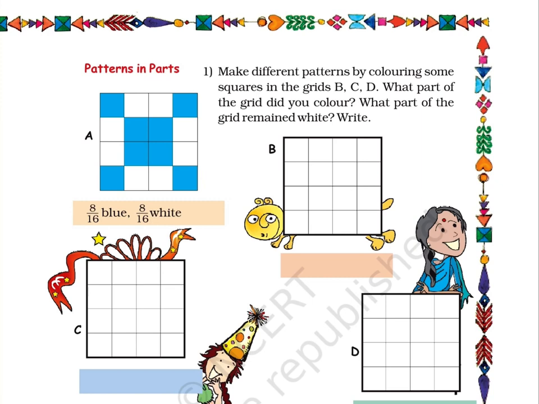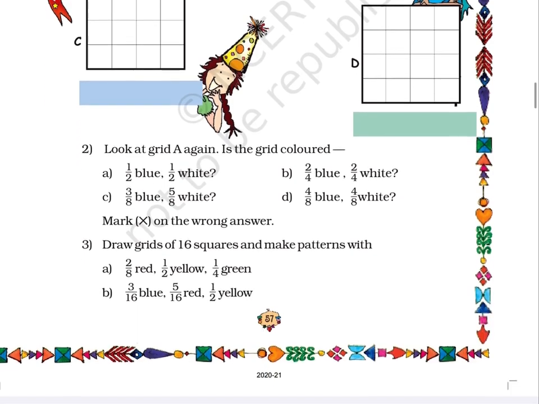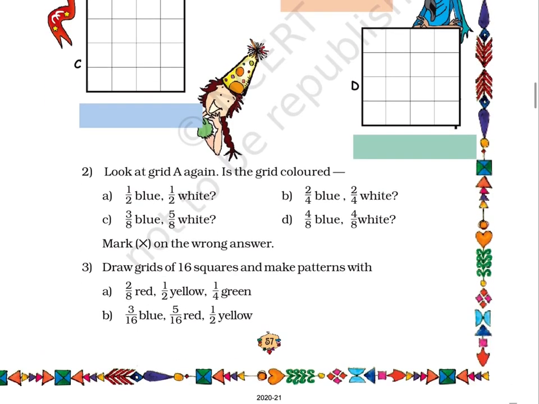Is the grid colored? A. 1 by 2 blue, 1 by 2 white. B. 2 by 4 blue, 2 by 4 white. C. 3 by 8 blue, 5 by 8 white. D. 4 by 8 blue, 4 by 8 white. Mark cross on the wrong answer.